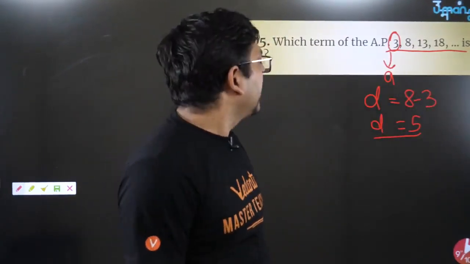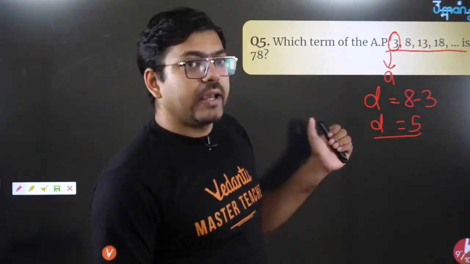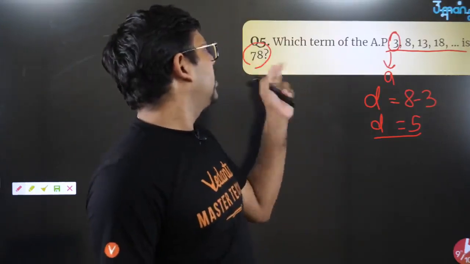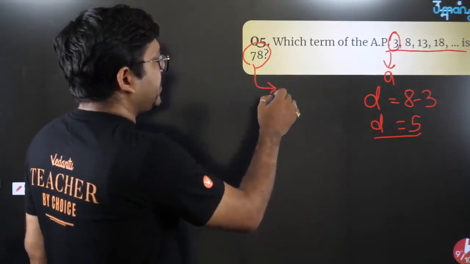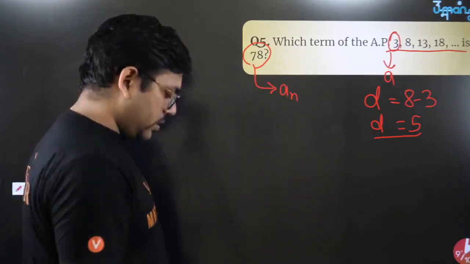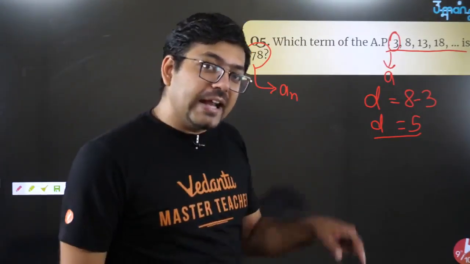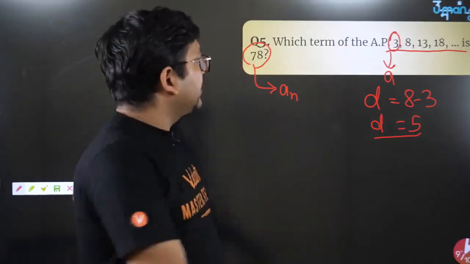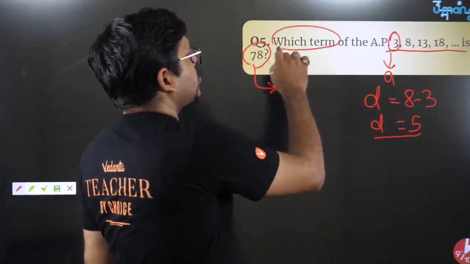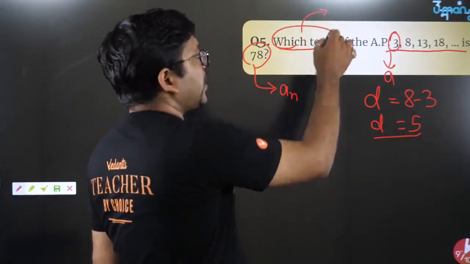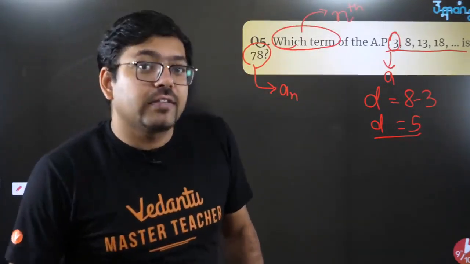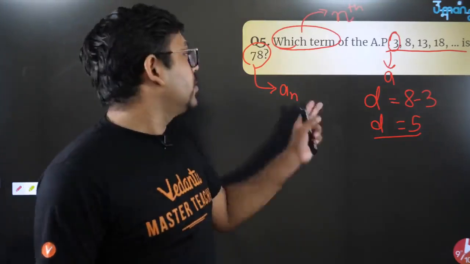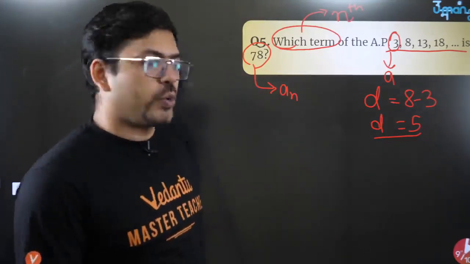Cool? Cool. So which term of this AP is 78? Now, the question wants you to recognize that this 78 is your an, your nth term. If this is your nth term, then the question is asking which term, so tell me the value of that n. What is n, for which the term is 78? So how would you solve that?